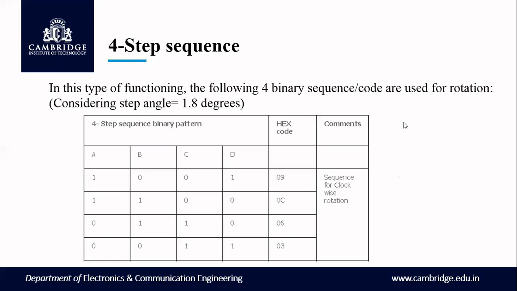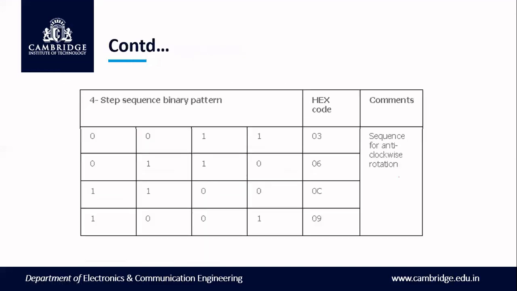Next, it is the same thing. If you are giving it in the anti-clockwise direction, this is a rotate left. This 3, if you rotate left, will become 6. Again 6, if you rotate left, will become C. C, again rotate left, 9. 9, again rotate left, it will become 3. So this is the sequence for anti-clockwise rotation of the stepper motor.